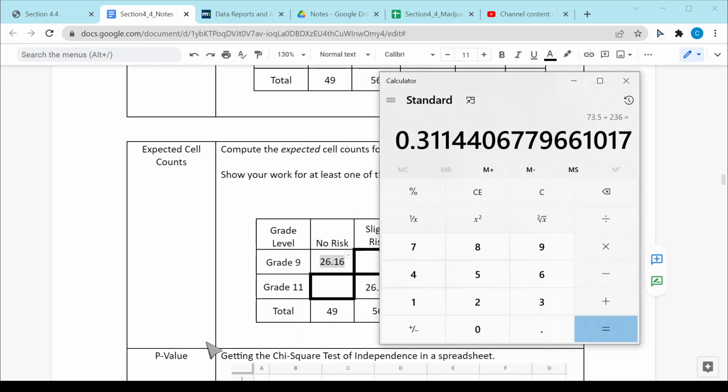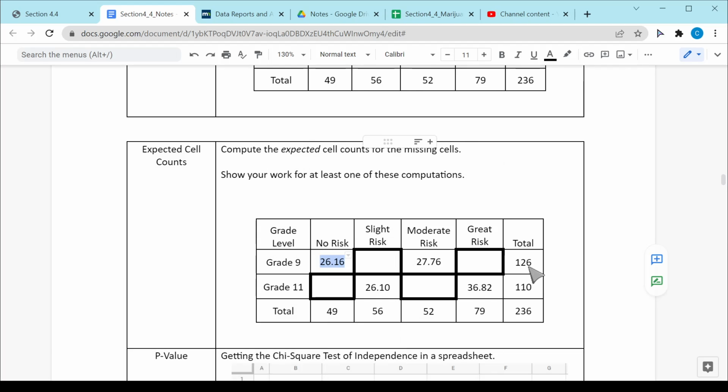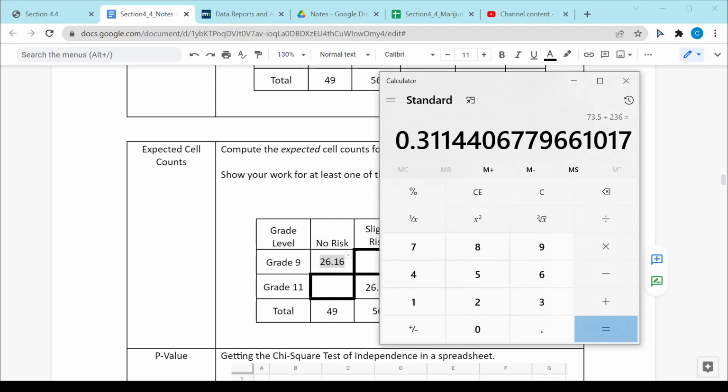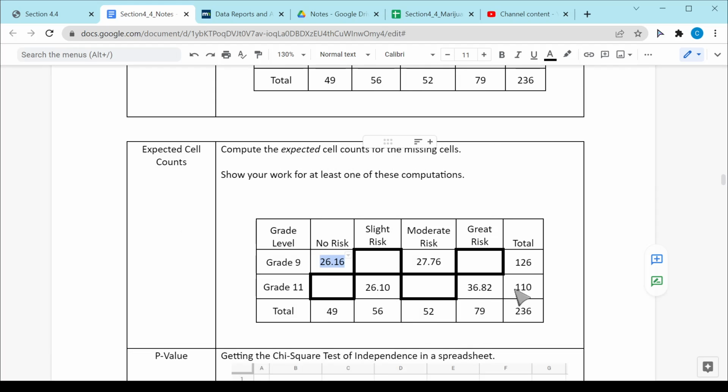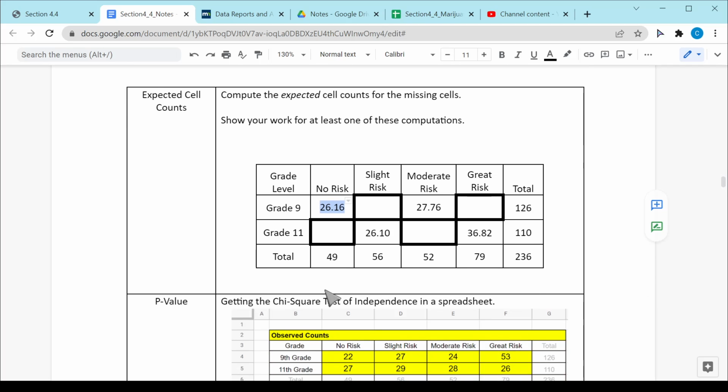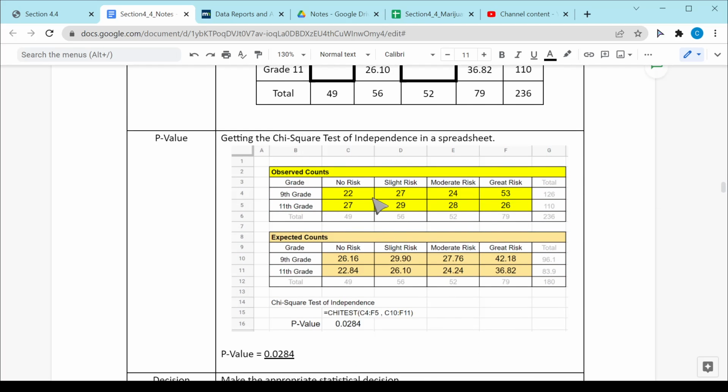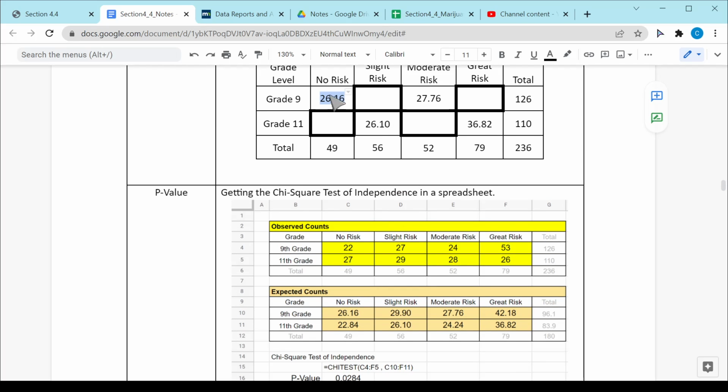Again, that is that 31% of the 126. So just take 0.31 times 126 and you get that number. Likewise, for grade 11, I only have 110 students there, but again, that same percentage, that 31% of the 110, is going to go in this box here. Okay, here's the observed counts. I've got to do the expected counts here for all 8 of those cells again. And I've done those here in orange for you.